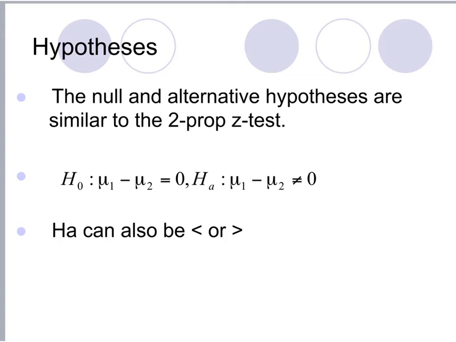Instead of p and p1 and p2, we're looking at mu1 and mu2. So it's mu1 minus mu2 equals 0, or mu1 equals mu2. And then mu1 minus mu2 is not equal to 0. It can also be less than or greater than. It's important that you identify what mu1 and mu2 are if it's not clear. So if you're going to use mu1 and mu2, you need to say mu1 is women, mu2 is men. If you use mu w and mu m, then you don't have to define that because it's clear.